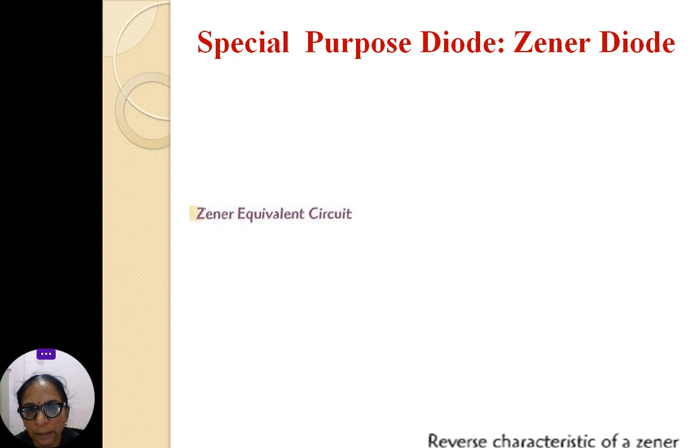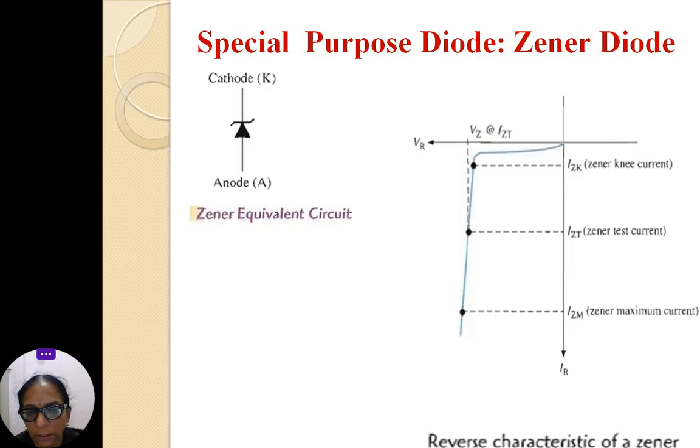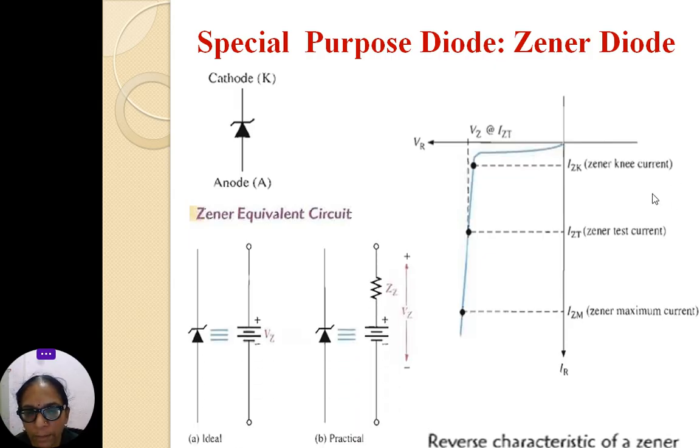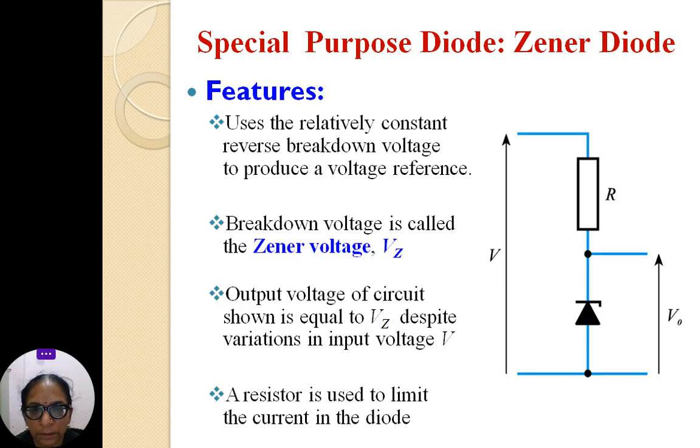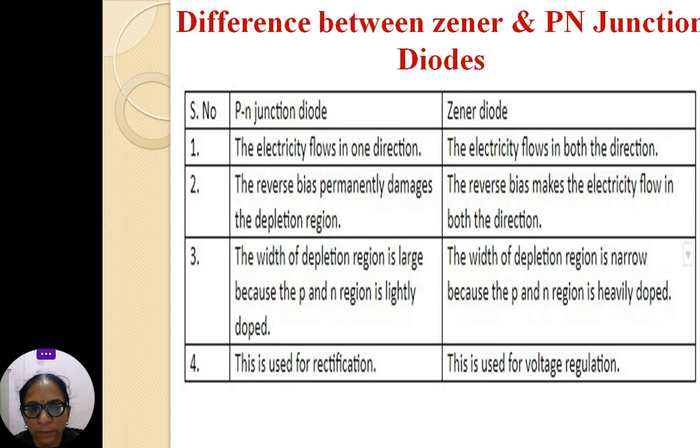Special purpose diodes are there. Zener diode. The equivalent circuit is shown over here in the case of Zener diode. This is one of the special purpose diodes. Zener is always connected in reverse bias. Features: it uses the relatively constant reverse breakdown voltage to produce the output voltage reference. Breakdown voltage is called Vz. Output voltage of the circuit is equal to Vz despite variations in the input voltage V. A resistor is used to limit the current of the diode.